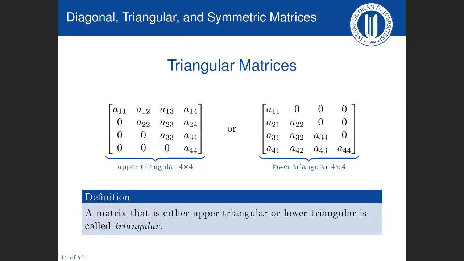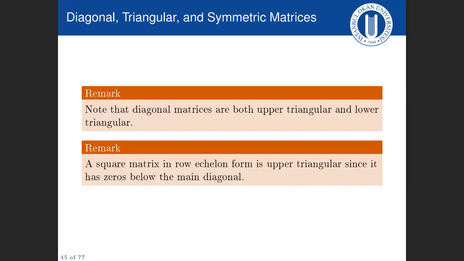And together, if a matrix is either upper triangular or lower triangular, we can just say that it's a triangular matrix. Now, note diagonal matrices are both upper triangular because they have zeros below the main diagonal, and they're also lower triangular because they have zeros above the main diagonal. A square matrix which is in row echelon form is upper triangular because it has zeros below the main diagonal.